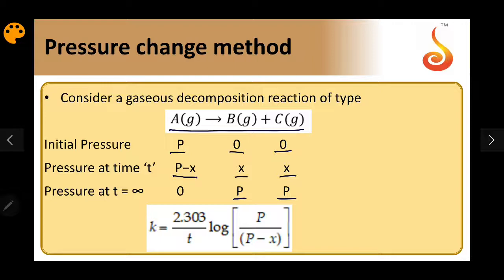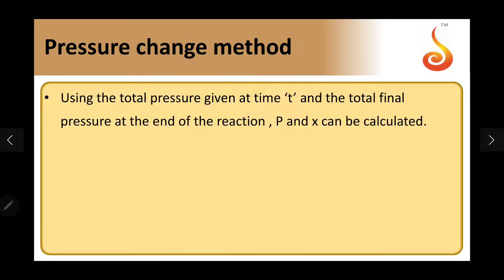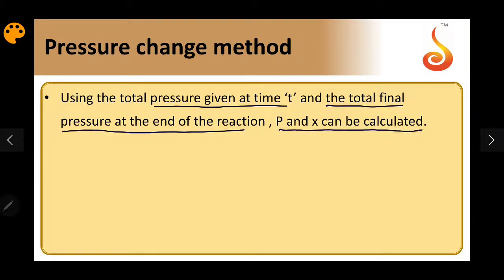To calculate x and P values, we need the total pressure of the reacting mixture at a time t and at infinite time. So knowing the pressure at any time t and the total final pressure at the end of the reaction, we can calculate P and x.